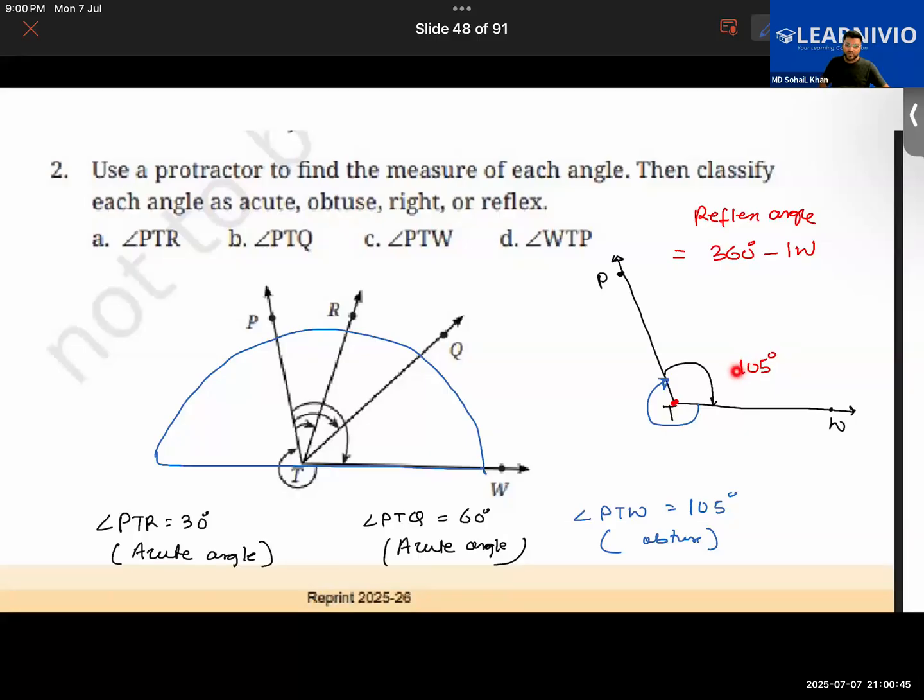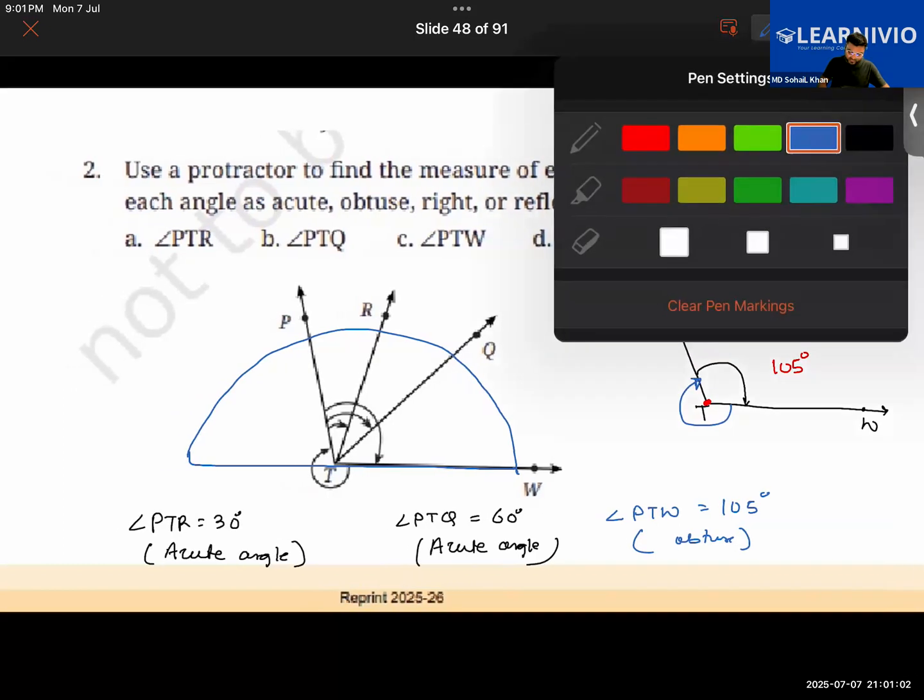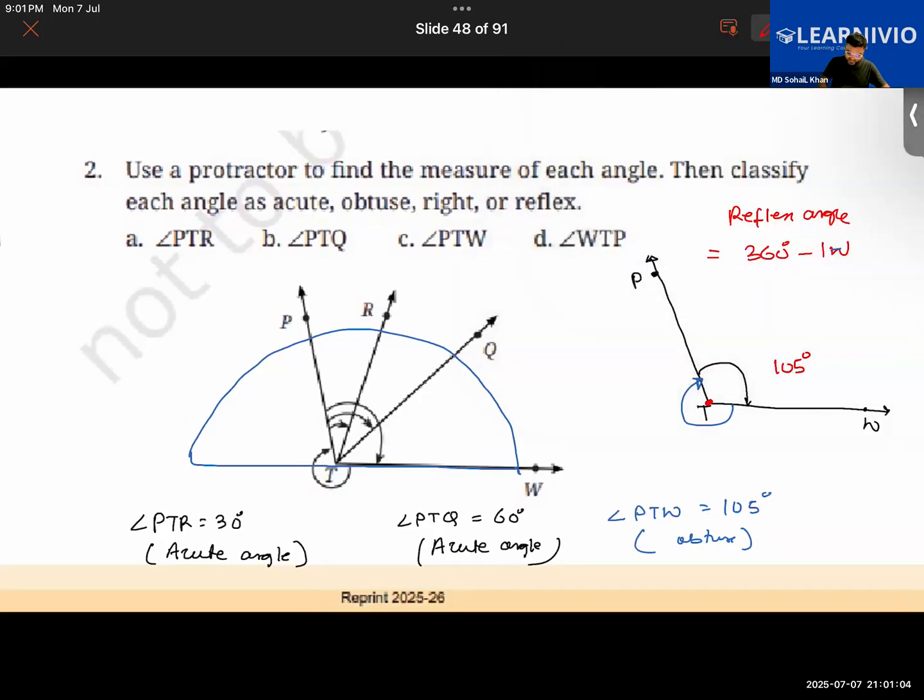Okay, now see, if you are required to find this angle here, how do we find it? We know that this is reflex angle. Getting it? So reflex angle equals 360 degrees minus interior angle. Okay, 360 degrees minus the internal angle, 105.